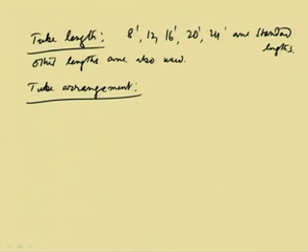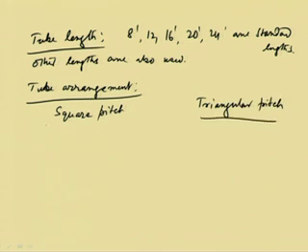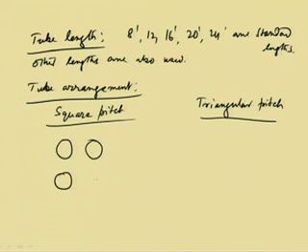So, how is the tube arranged? Based on the pitch, this is called square pitch. Already we have discussed. And this is called triangular pitch. Square pitch arrangement and triangular pitch arrangement. In case of square pitch arrangement, it is like this. This is a square, and if the center to center distances are joined, this leads to a square.